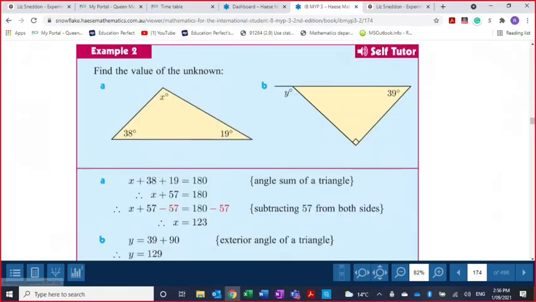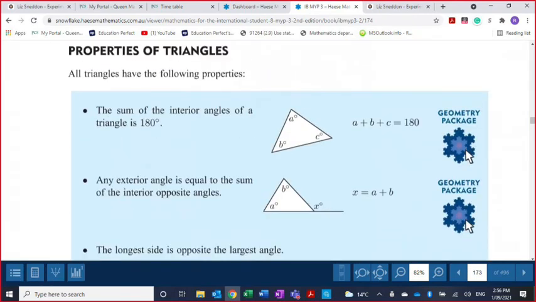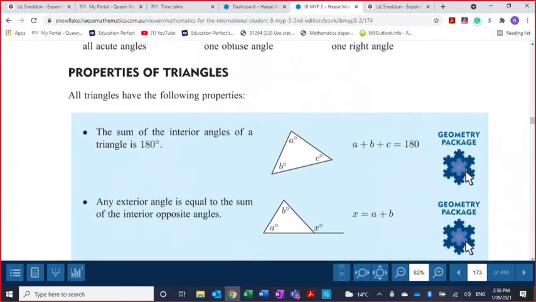Good. Now there are a few other angle properties that we want to talk about, and these are going to be properties of triangles that we're going to talk about, and these are going to require a little mathematics in some cases. Okay? So write down properties of triangles. And all triangles have the following properties. Okay, so let's look at the first property of a triangle.